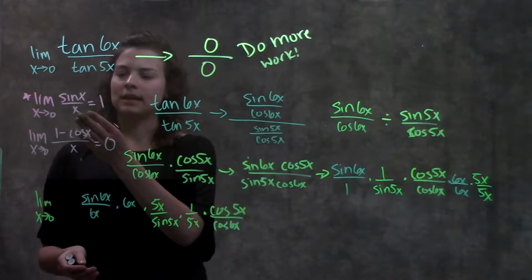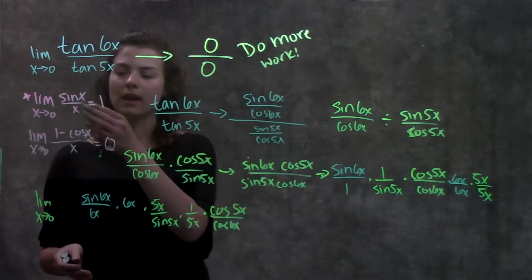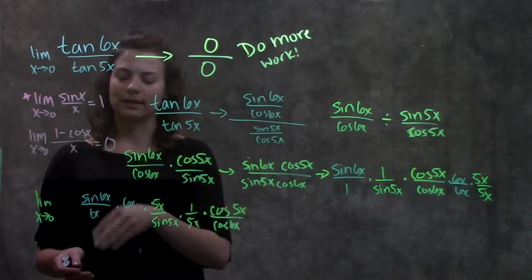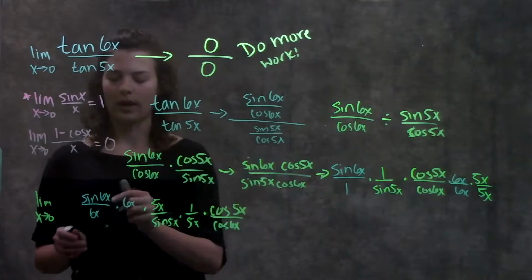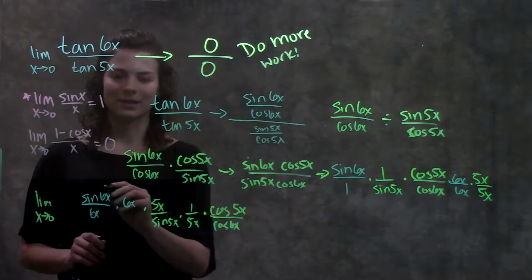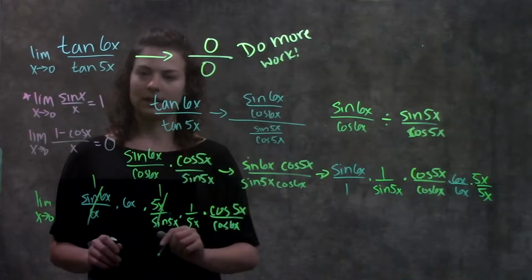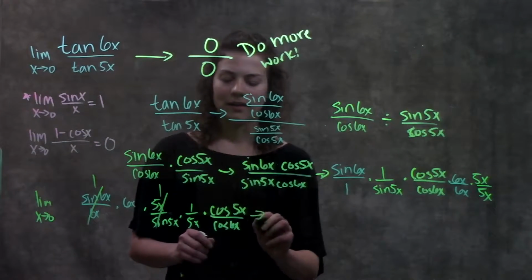So my sine identity says if I have sine of something over that something, and x is approaching 0, that limit is just 1. So whenever I see that identity, cross it out, I'm going to put 1. Sine 6x over 6x matches the identity, that's 1. This matches the identity, that's going to be 1 too. All right, let's see what we're left with.